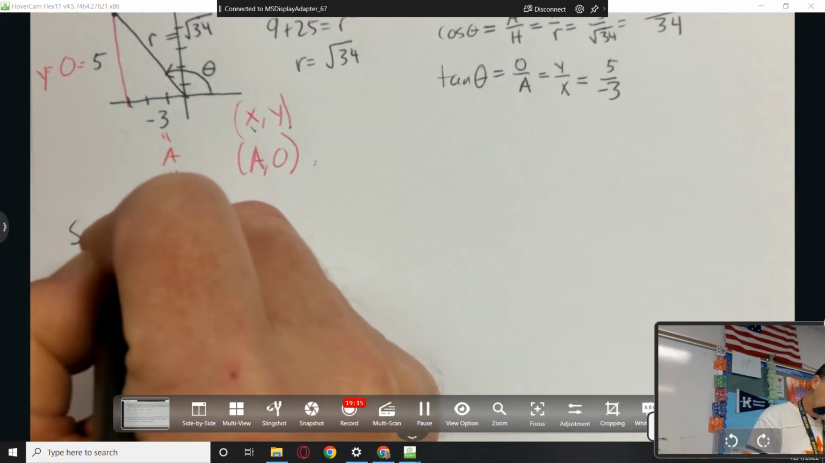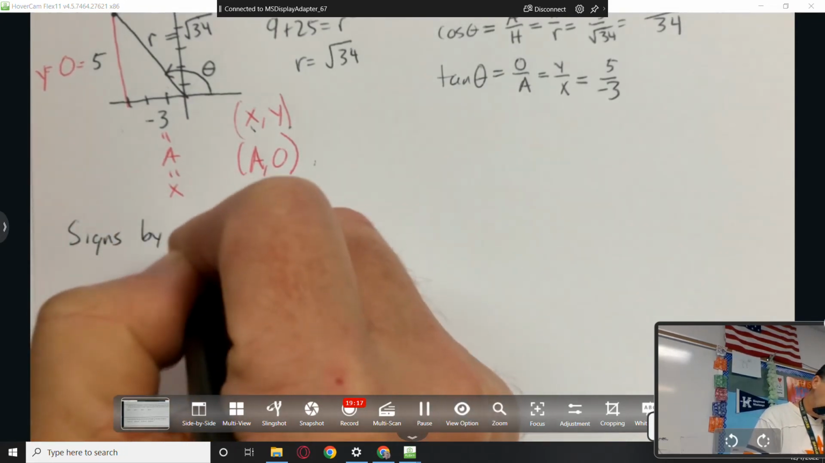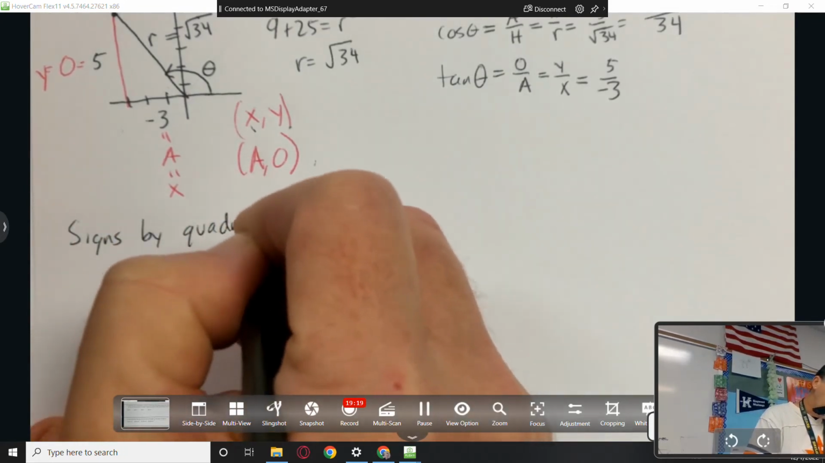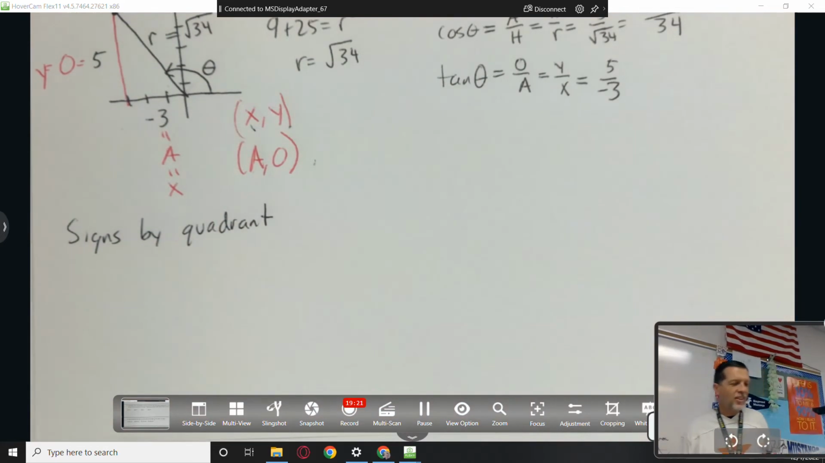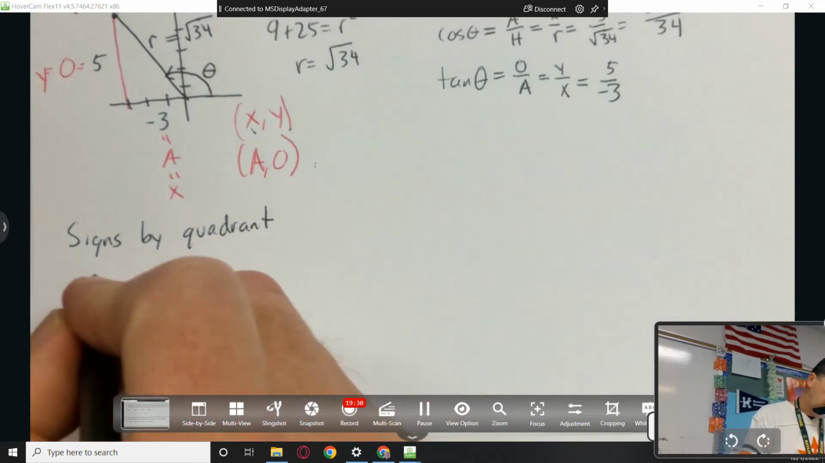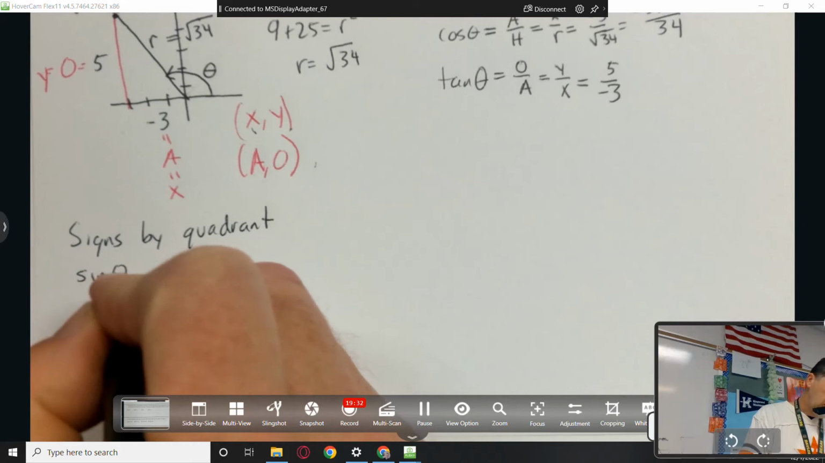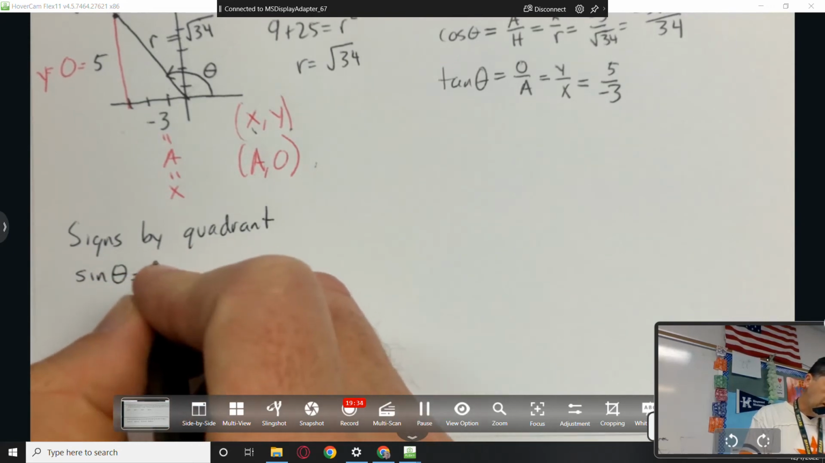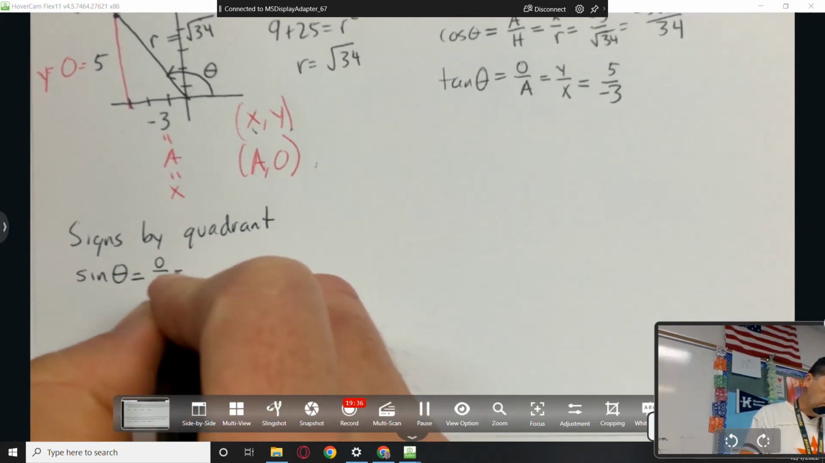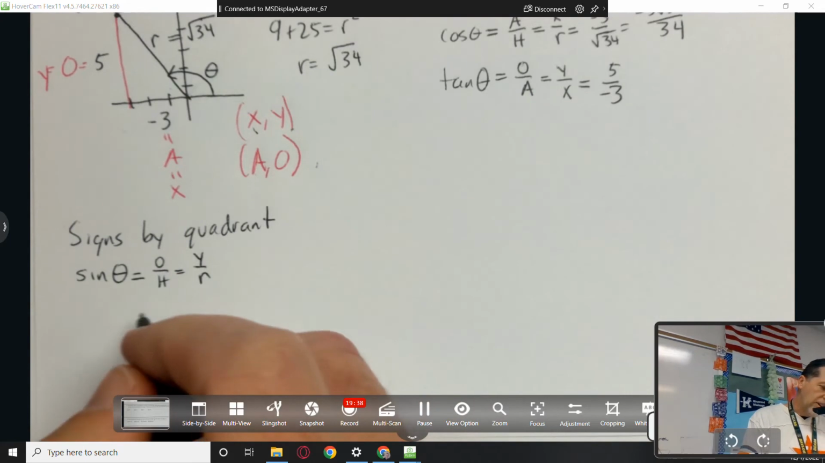Right. Let's talk about signs by quadrant. Signs, S-I-G-N-S, meaning plus minus, not sines versus cosines, signs. So sine of theta is opposite over hypotenuse, but that's y over r.